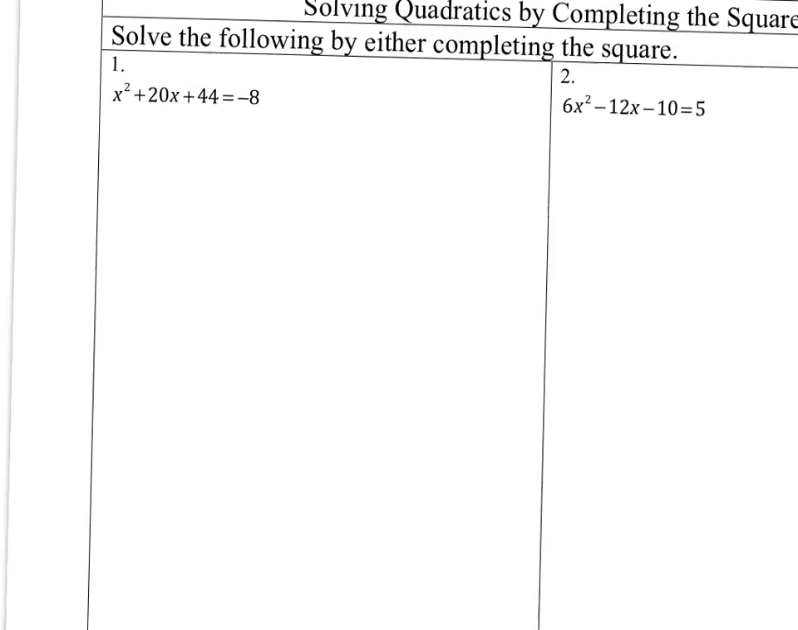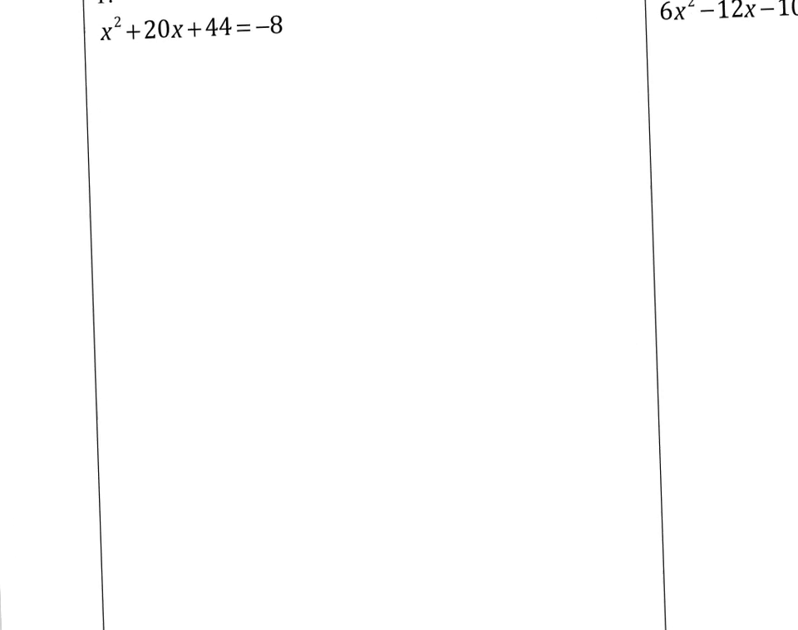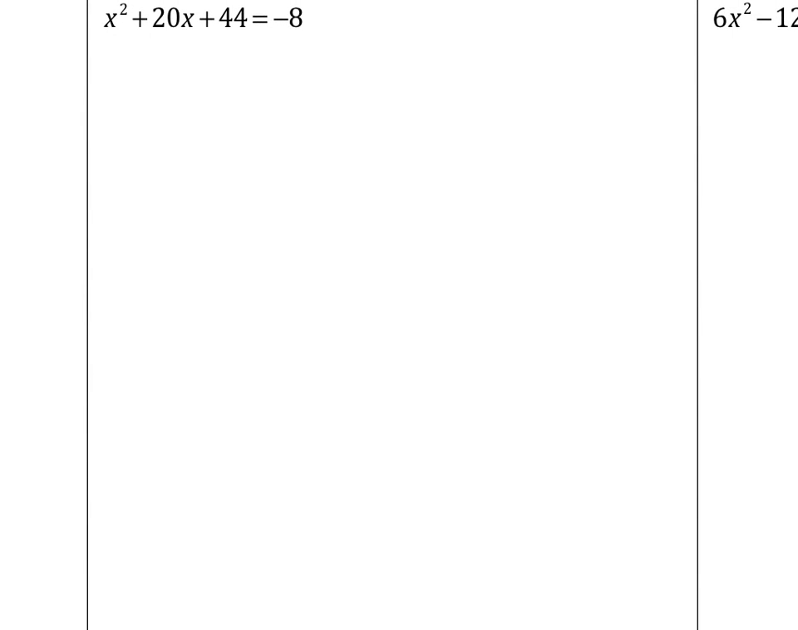Starting off, we're going to do some completing the square stuff. For my first problem, I've already got x squared by itself. Check. Now I've got to get rid of my c term. So we get x squared plus 20x. I'm going to subtract 44 from both sides. Negative 8 minus 44 is going to be negative 52.